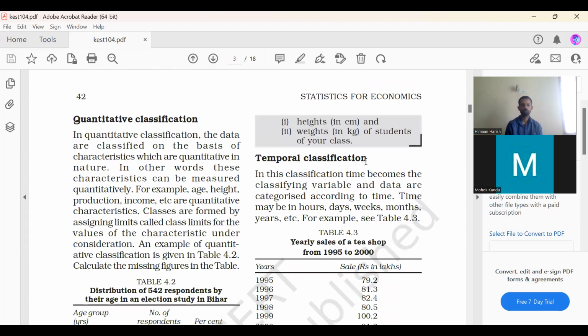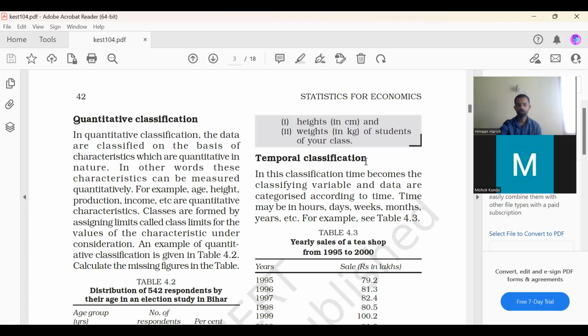Quantitative classification is based on the data which is classified on the basis of characteristics which are quantitative in nature. In other words, these characteristics can be measured quantitatively. For example, age, height, production, income, etc. are quantitative characteristics. Classes are formed by assigning limits called class limits for the values of the characteristic under consideration. An example of quantitative classification is given in table 4.2.